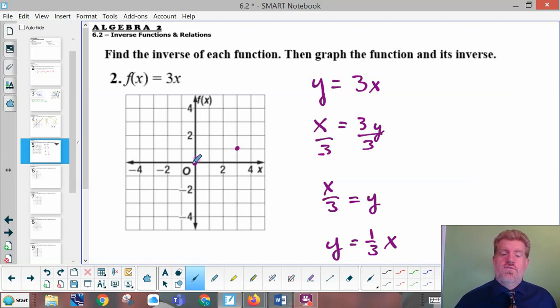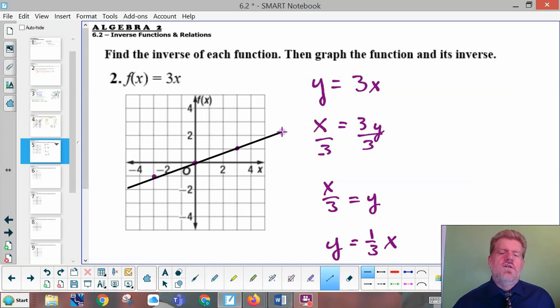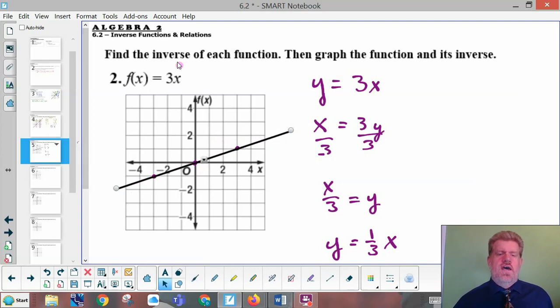Which also works in reverse. 1 down, 3 left. Wrong color, but you know what? We're okay for now. We'll just deal with that. Okay, so there's my graph of y equals 1/3 x, which is my inverse. Now my original equation was 3x. And how do you graph 3x?